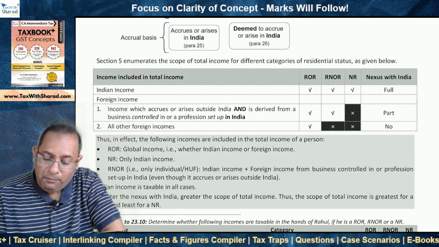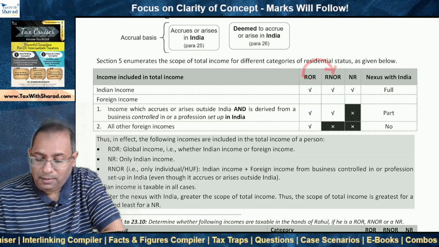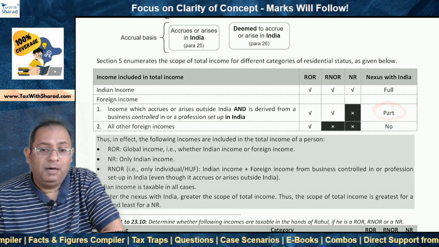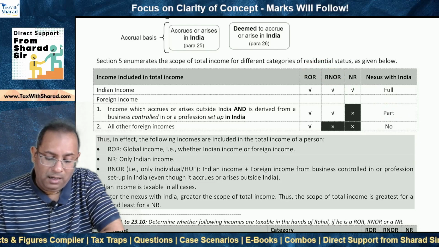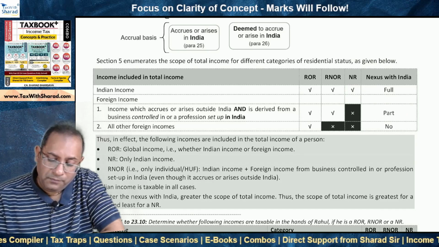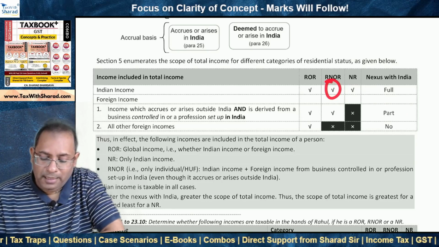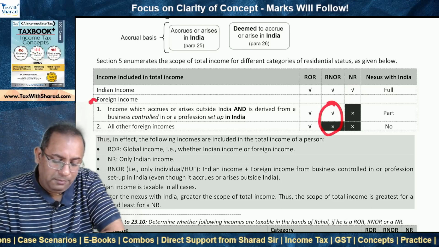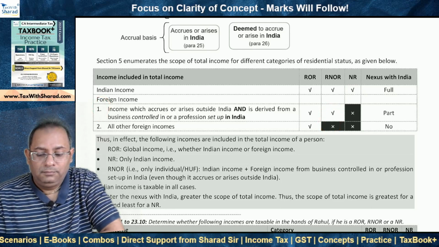Okay. Compared to ROR, there is a lesser nexus with India in case of RNOR. That means the nexus is partial. And therefore what happens is Indian income is taxable, but foreign income is not taxable except this particular case.